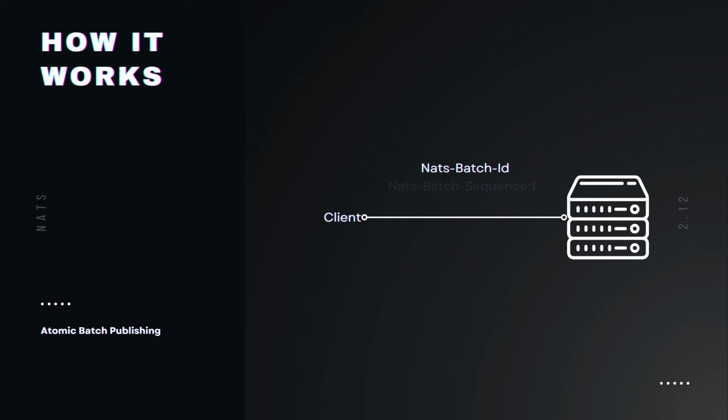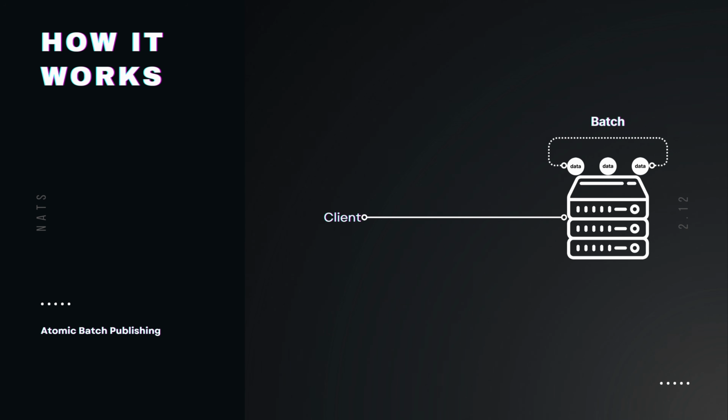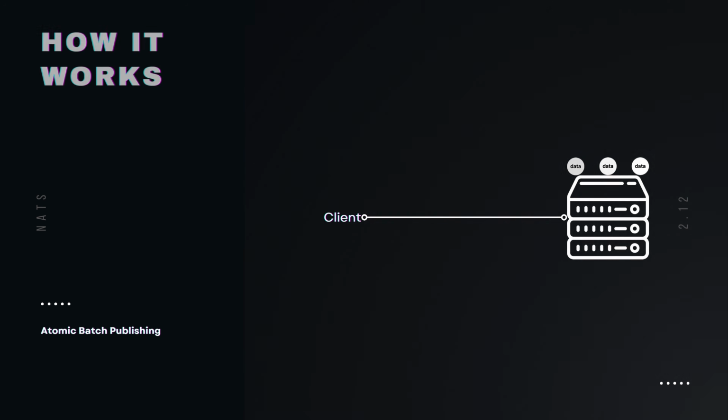Here's how it works. When you start a batch, messages are staged invisibly on the server. Consumers don't see anything. Each message gets a batch sequence, and your messages are just sitting in a staging area waiting. On your last message, you get a NATS batch commit header. This tells the server to commit the batch. The server commits everything atomically, and so all the messages will appear at once.